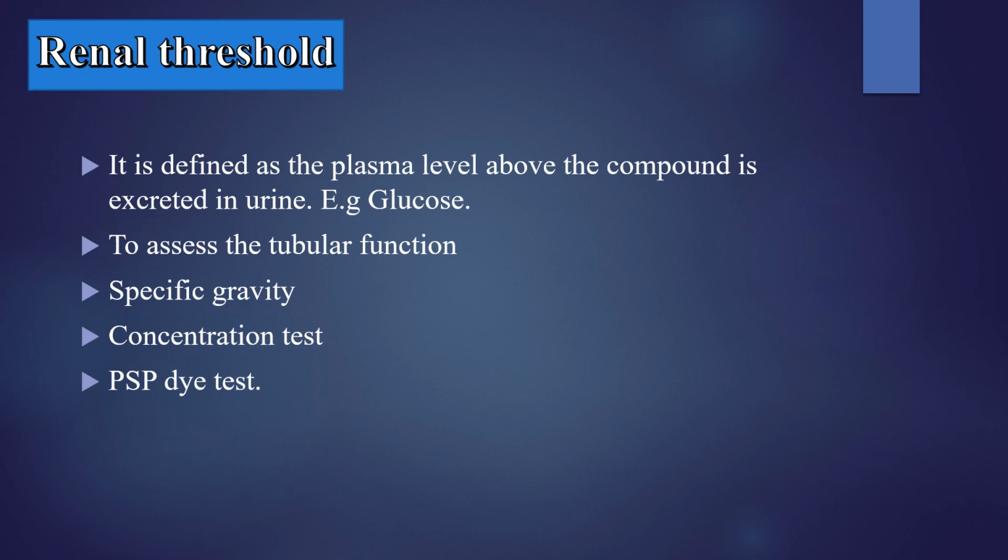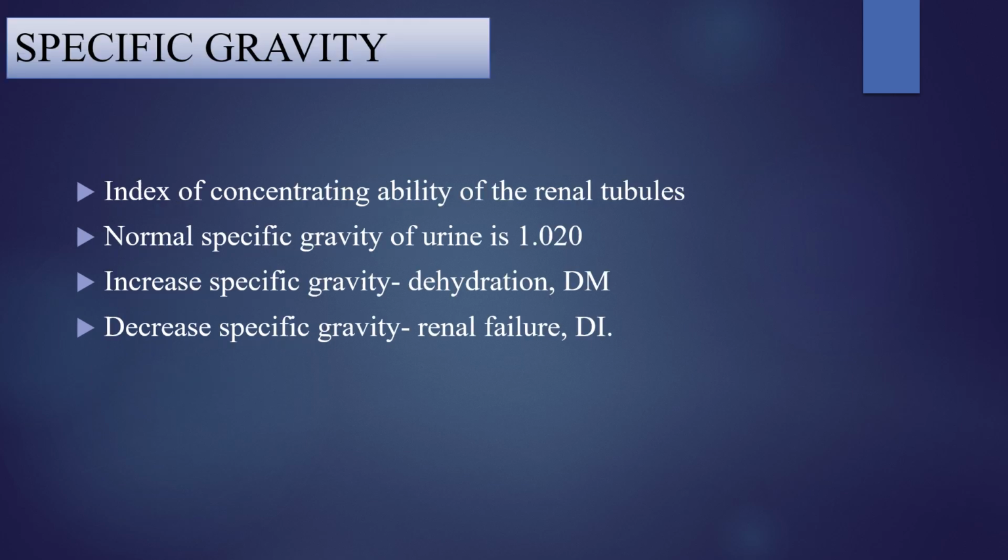And also, to assess the renal tubular function of the kidneys, there is the concentration test, which determines the specific gravity of the urine. The concentration test of renal tubular function is to determine the specific gravity of the urine. And then the last one is the PSP dye test. So these are all the various tests of renal concentration test.